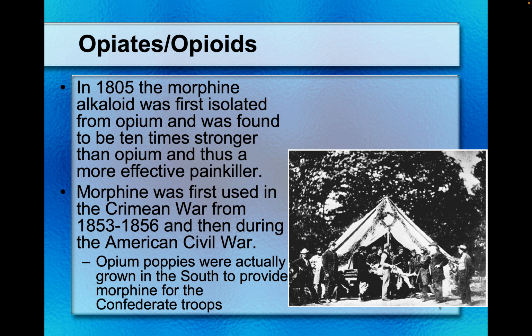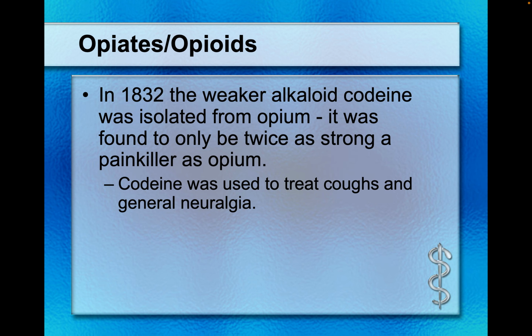In 1805, the morphine alkaloid was first isolated from opium and was found to be 10 times stronger than opium, and thus a more effective painkiller. Morphine was first used in the Crimean War from 1853 to 1856, and then during the American Civil War. Opium poppies were actually grown in the South to provide morphine for the Confederate troops. In 1832, the weaker alkaloid codeine was isolated from opium. It was found to only be twice as strong as a painkiller as opium. Codeine was used to treat coughs and general neuralgia.